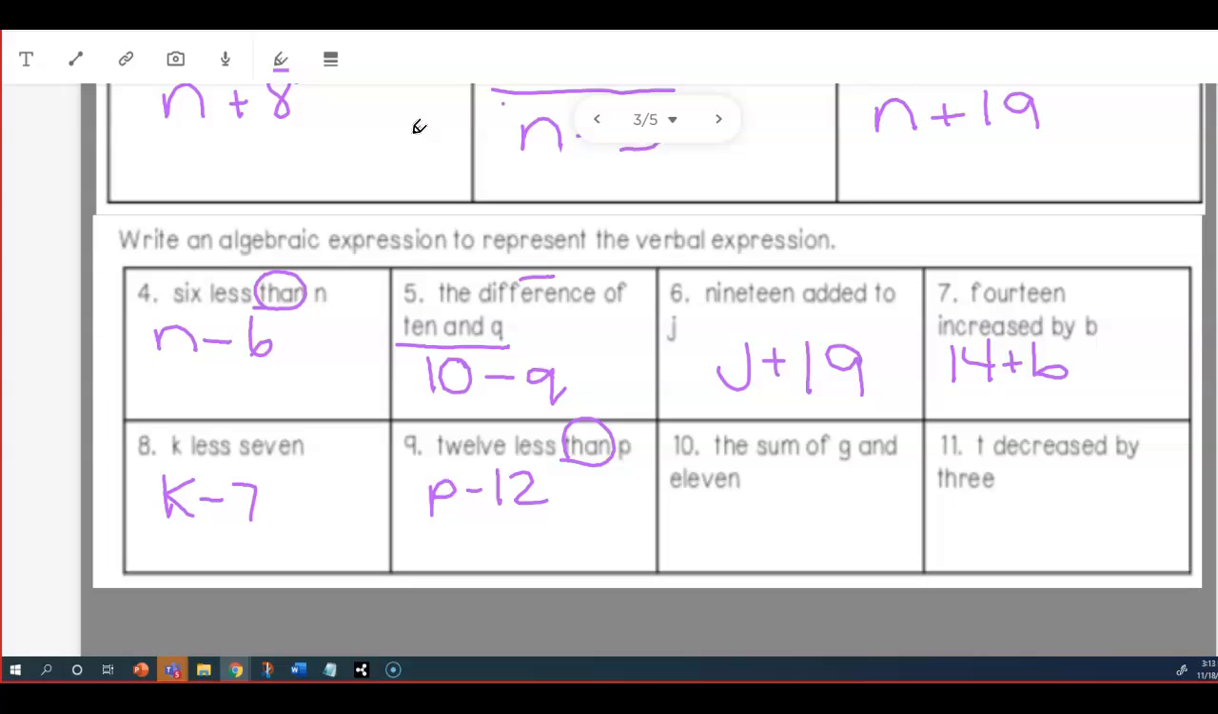All right, this one's easy. Sum goes with what? Addition. Right. So the sum of G and 11? G plus 11. Okay, how about T decreased by 3? T minus 3. Good. If increase is addition, decrease would be subtraction. This T looks like a plus sign. It does a little bit.